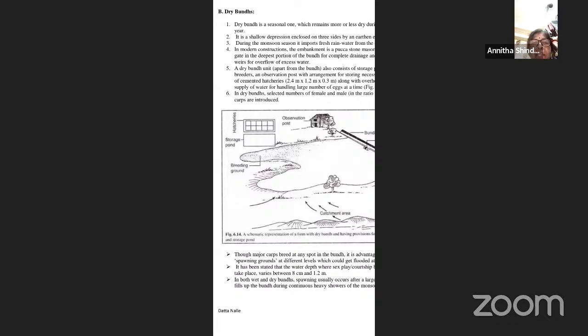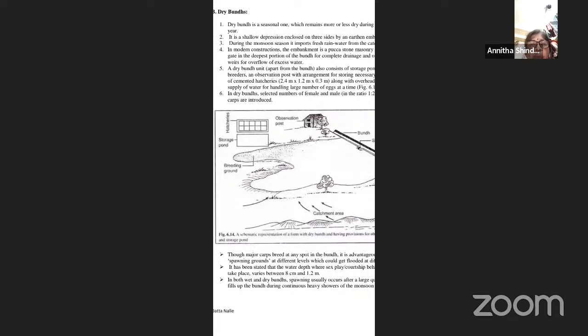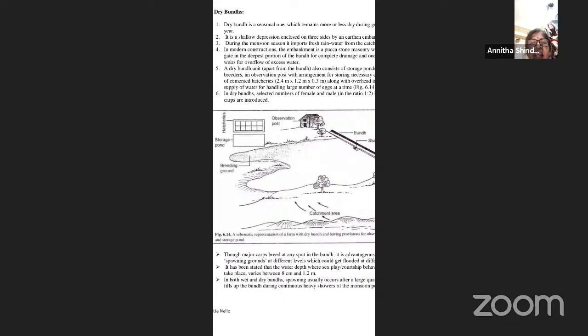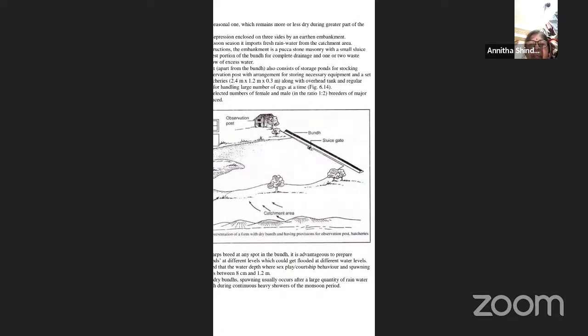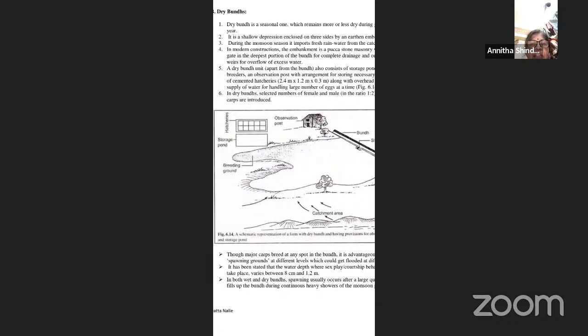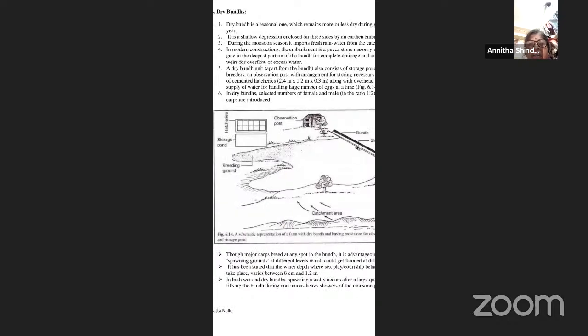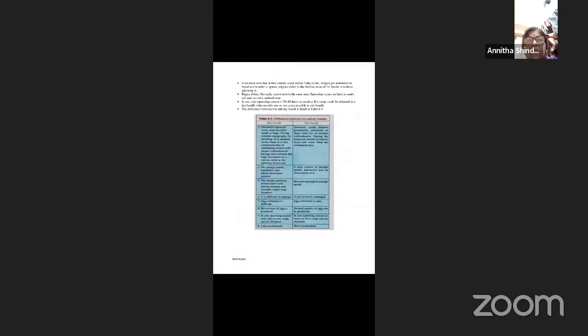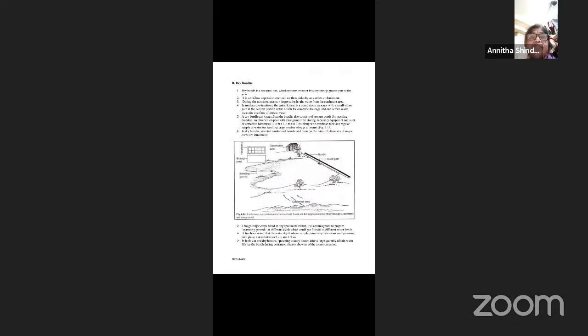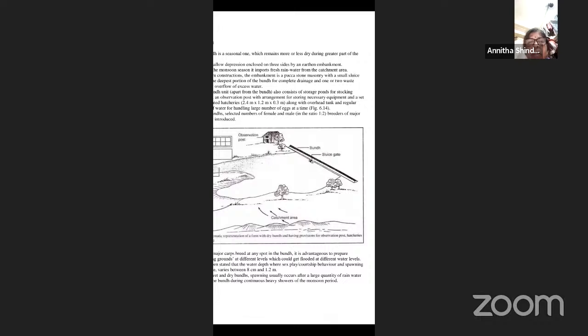Though major carps breed at any spot in the bund, it is advantageous to prepare spawning grounds at different levels, which would get flooded at different water levels. It has also been stated that the water depth where courtship behavior and spawning take place varies between 8 to 12 centimeters. In both wet and dry bunds, spawning usually occurs after a large quantity of rainwater fills up the bund during continuous heavy showers of the monsoon.